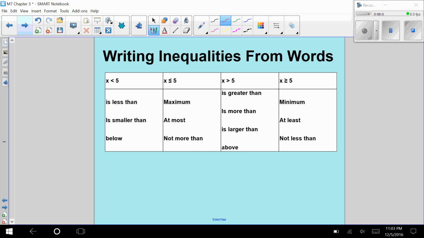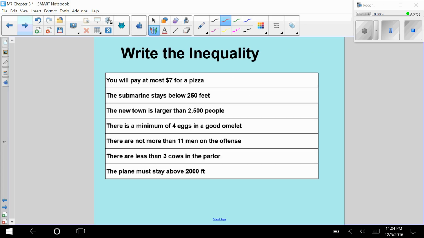When we're writing inequalities from words, there are some key phrases we can use. For less than, we have is less than, is smaller than, and below. For less than or equal to, we have maximum, at most, and not more than. For greater than, we have is greater than, is more than, is larger than, and above. And for greater than or equal to, we have minimum, at least, and not less than. So we're going to write some inequalities.